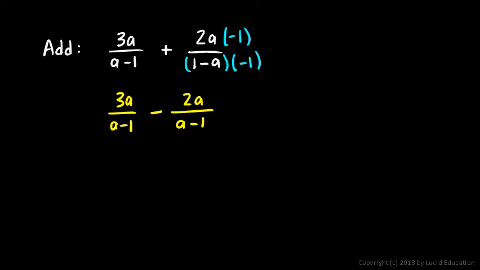So now these two fractions have the same denominator. They're both a minus 1. So this is 3a over this minus 2a over that. That's just going to equal a over that. A over a minus 1 is the answer.